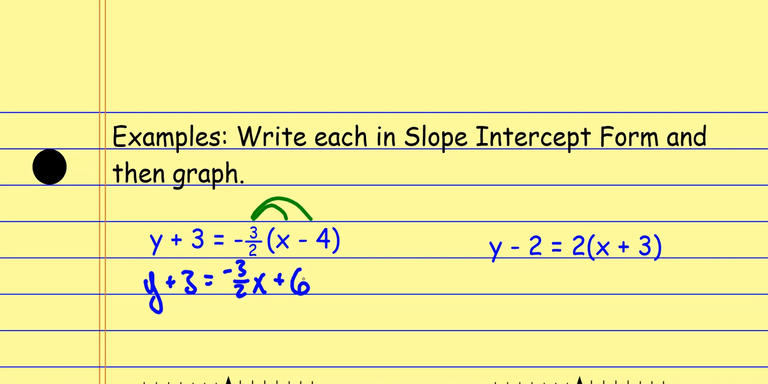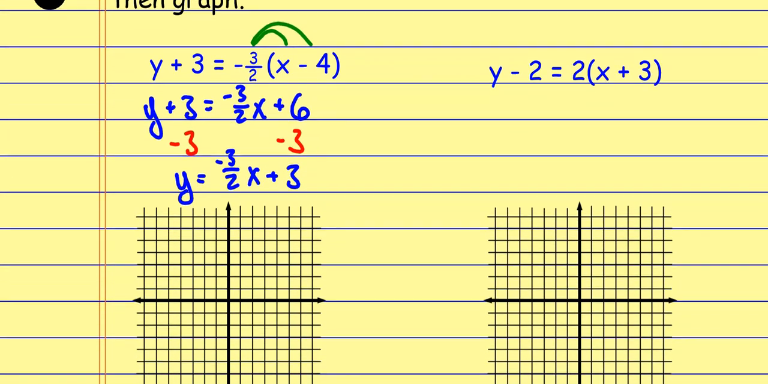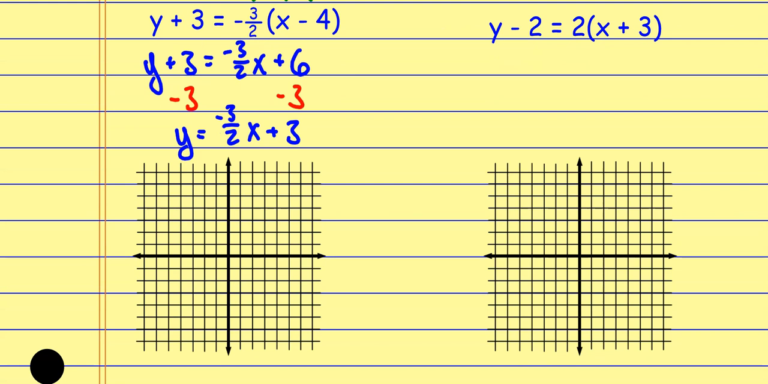That's what a fraction bar is. Please stop being afraid of fractions and recognize them as division symbols. You can do multiplication and division. That's what that problem is asking you to do. And now let's subtract the 3 from each side. And clearly that should be done in red because that just feels right for everyone. So now I have y equals negative 3 halves x plus 3. And now I have this in slope-intercept form.